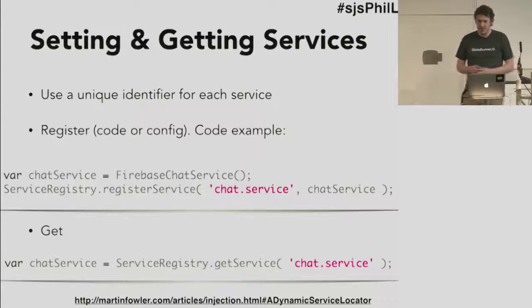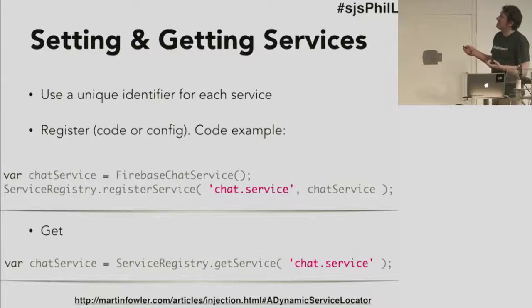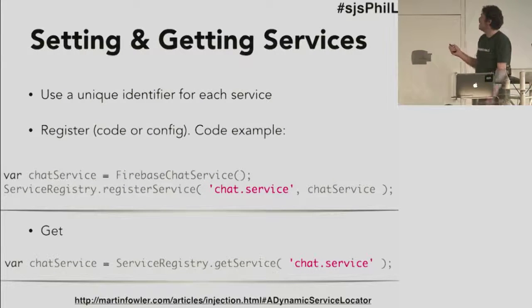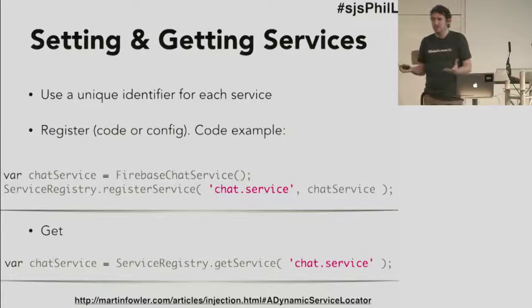This is what we use. We use this service registry that's just available everywhere. In this example, I'm creating a Firebase chat service, registering it with the service registry, giving it a simple unique identifier of chat.service, and registering that instance. That can be done at bootstrap time in different scenarios. Then within my feature, when I'm actually executing my feature logic, I can get the instance by just doing get service chat.service. So this is an example of a dynamic service locator, but you can use other examples like that.